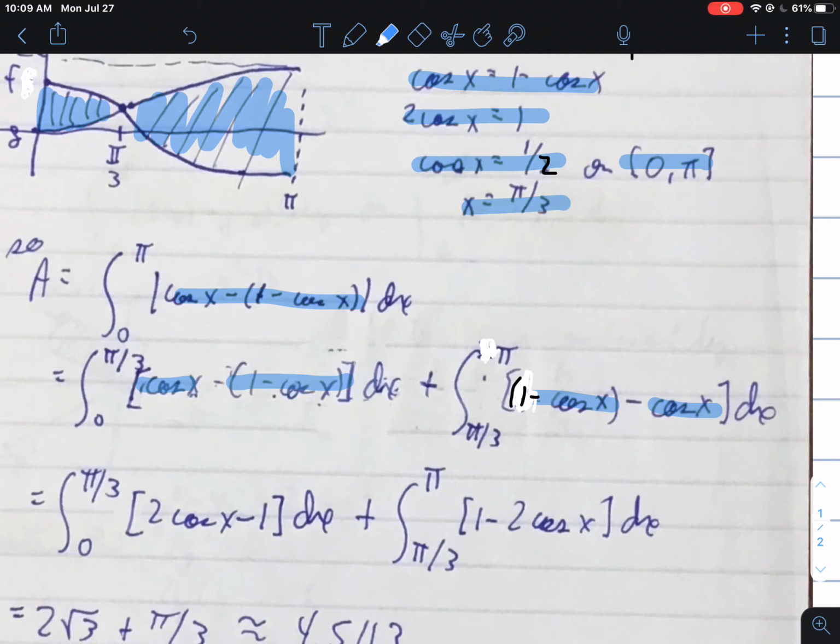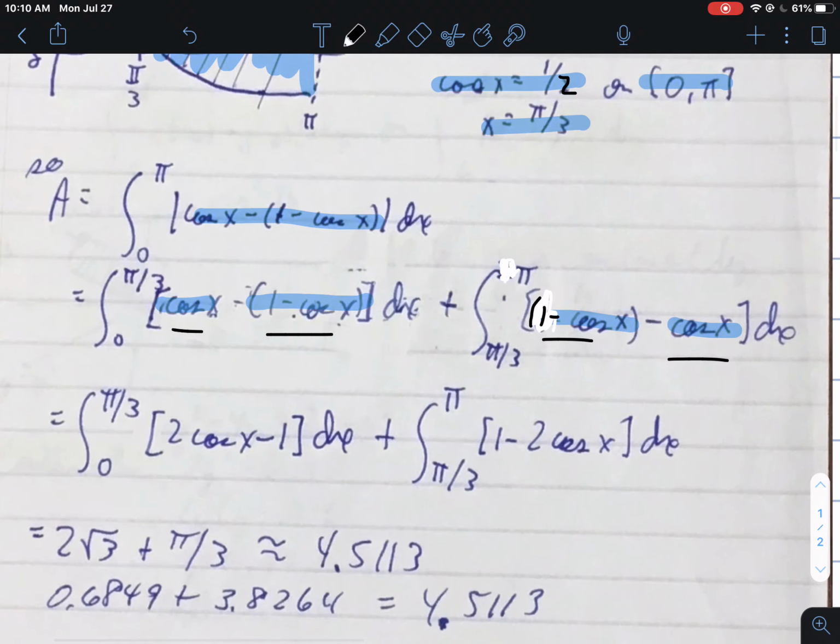All right, so I went ahead and just did a little simplification. The first one would be cosine minus 1 plus cosine, so I get 2 cosine minus 1. Now notice I don't have the absolute value on this anymore. I took care of that by placing the upper function first and lower function second. Upper function minus lower function. So 2 cosine x minus 1 over the interval from 0 to pi over 3, and 1 minus 2 cosine x on the interval from pi over 3 to pi.